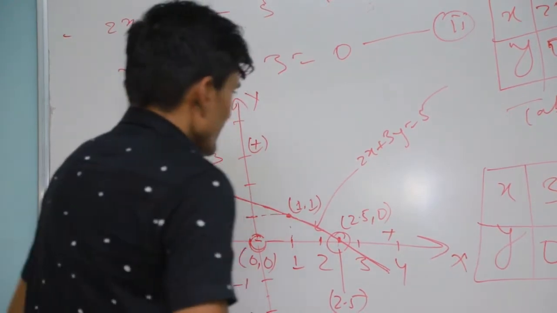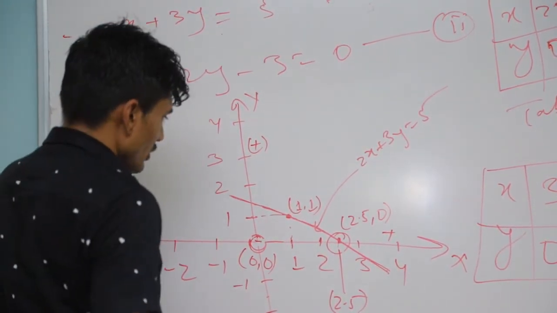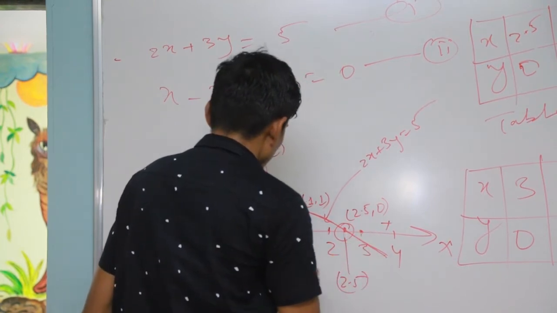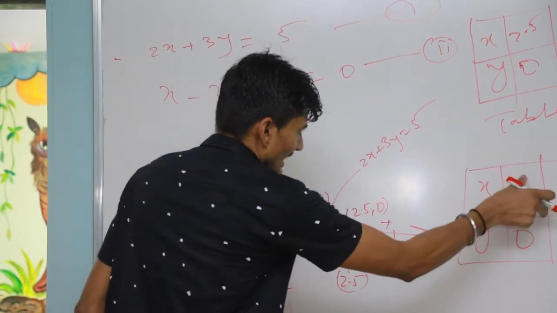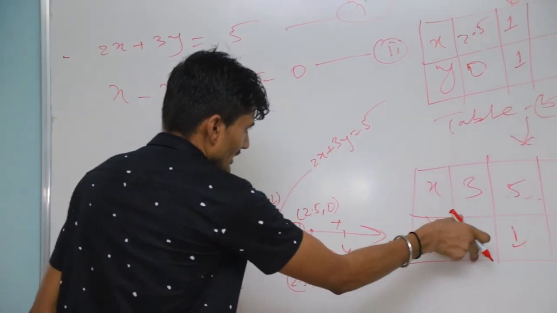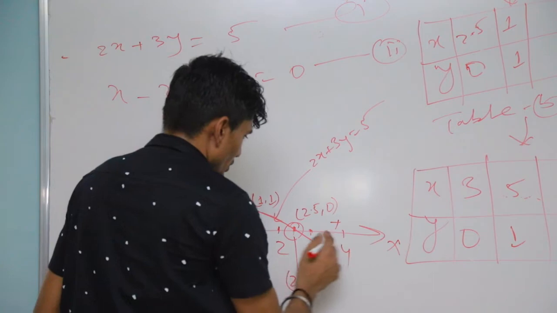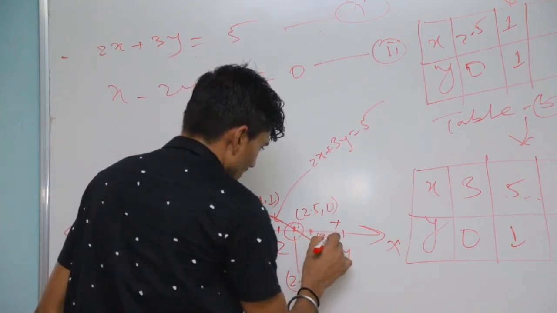Another one. That means x is 3 and y is 0. That coordinate will also lie on the x-axis because here x is 3 and y is 0. So this point is known as (3, 0).